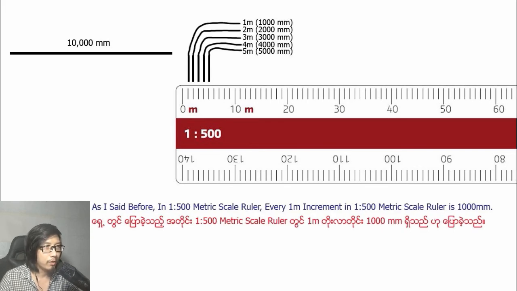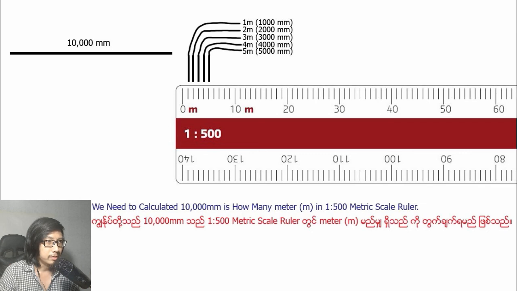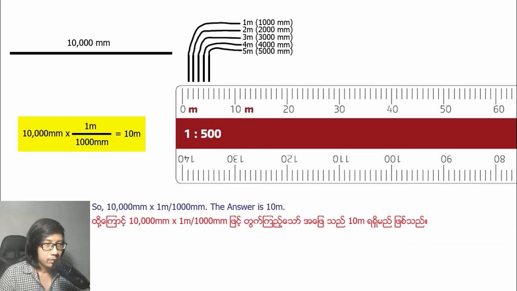As I said before, in the 1:500 metric scale ruler, every 1 meter increment is 1000 millimeter. We need to calculate how many meter 10,000 millimeter is on the 1:500 metric scale ruler. So 10,000 millimeter times 1 meter divided by 1000 millimeter. The answer is 10 meter.